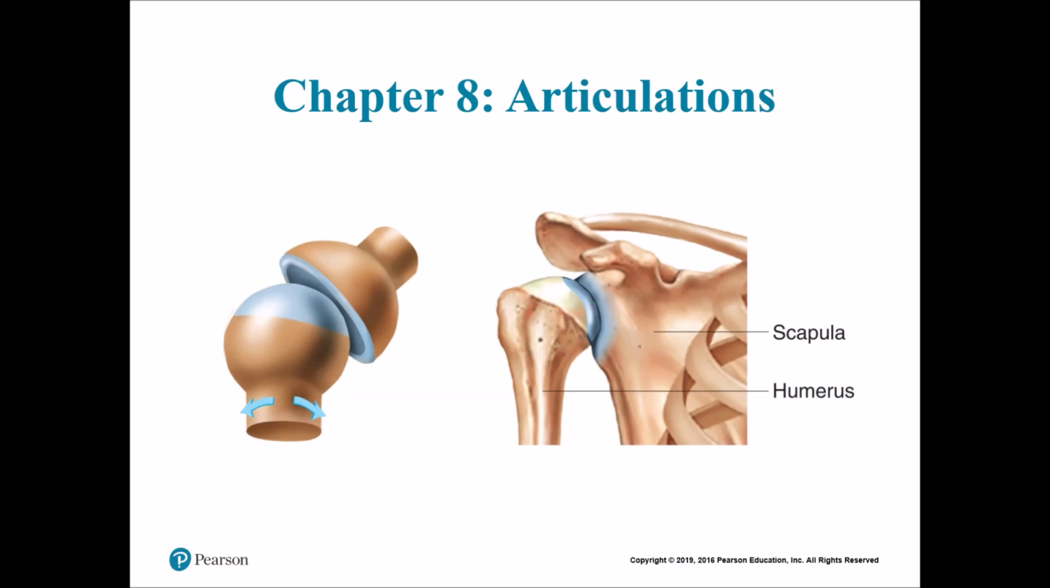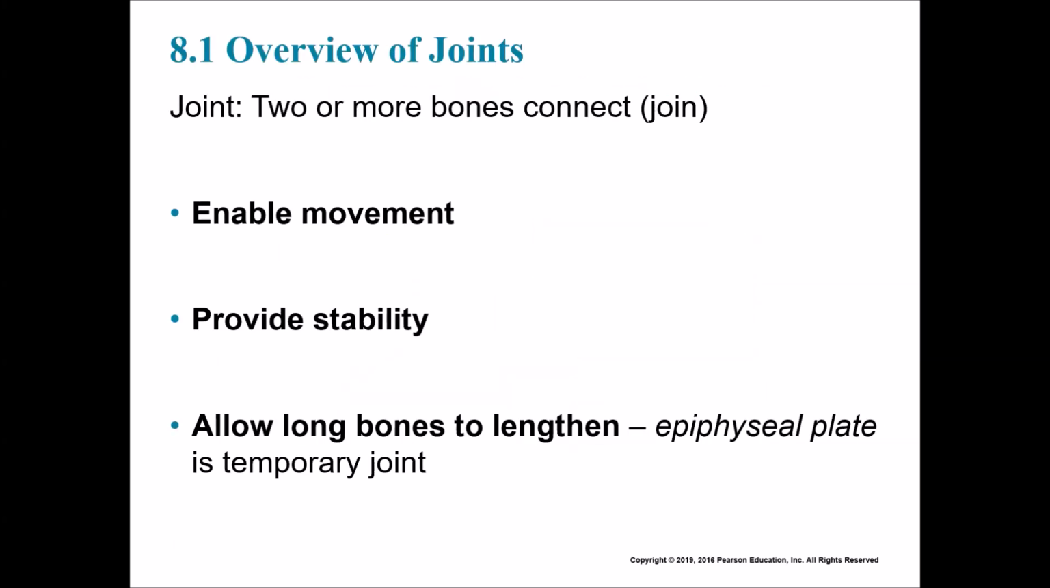So let's start out by looking at what is a joint. Most of us realize this is just where two or more bones come together, they connect. We're going to be talking about a couple of different classifications. Not every joint is the same, not every articulation is the same, so we need to look at some different categories of joints.